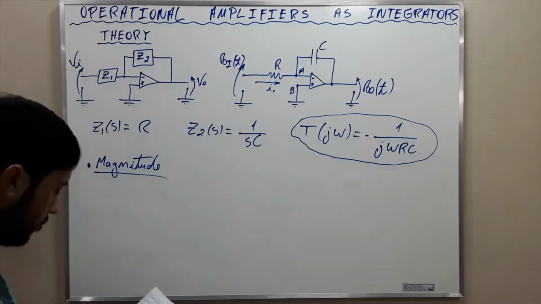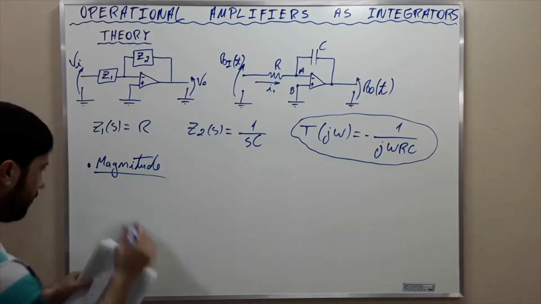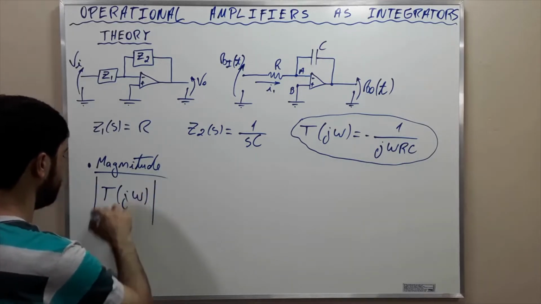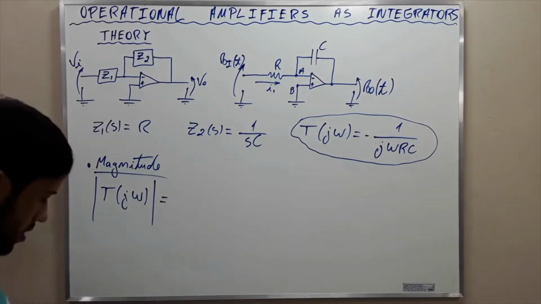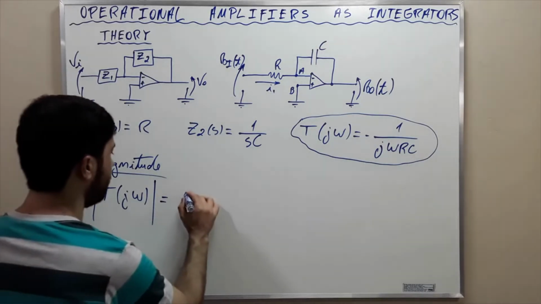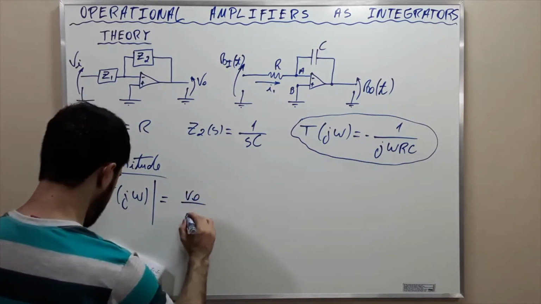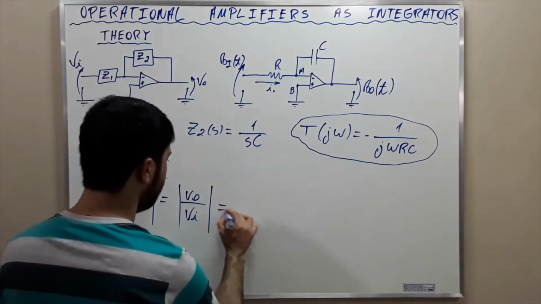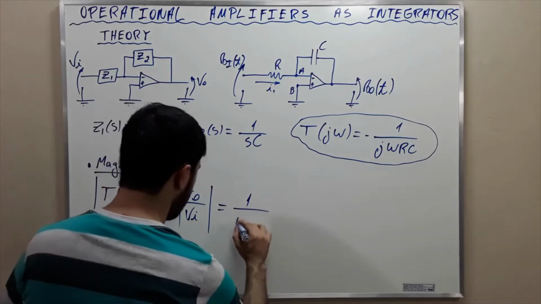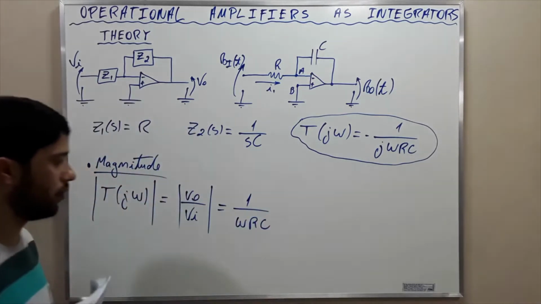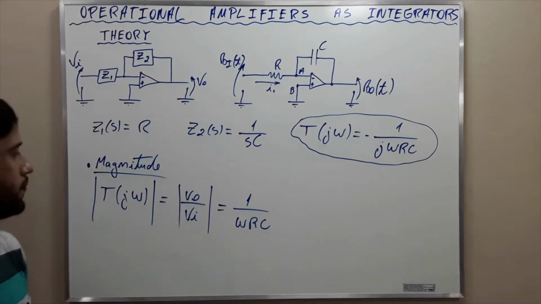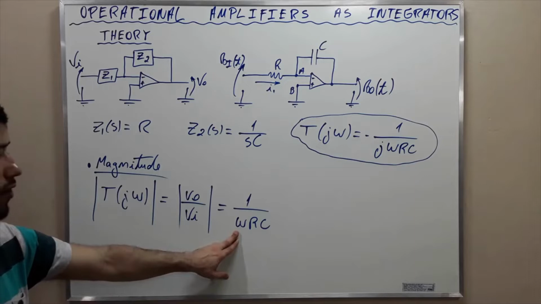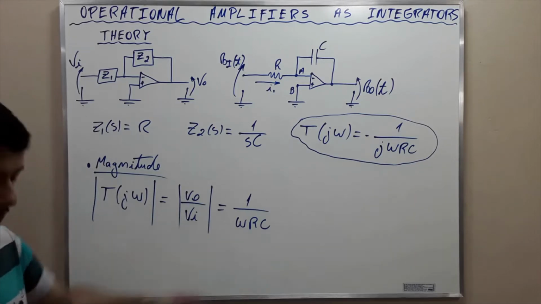Let's inspect the magnitude. The magnitude of the transmission is the magnitude of V0 divided by Vi, which is 1 over WRC. Okay? This is the magnitude. You can see here, as we increase the frequency, the magnitude decreases.